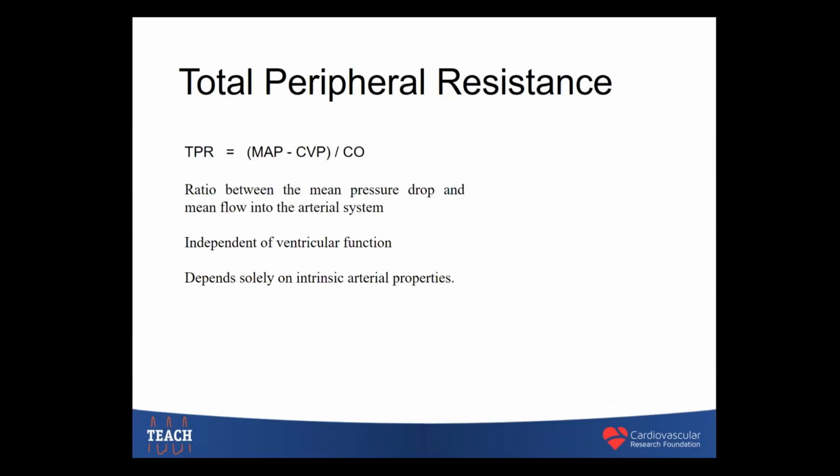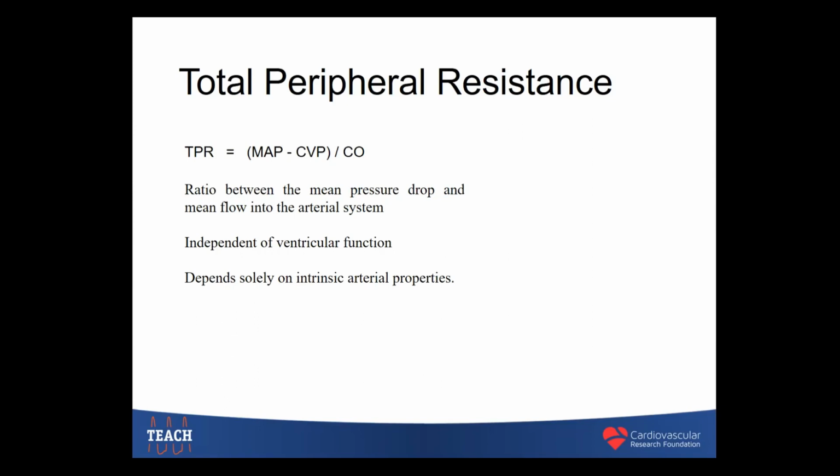So total peripheral resistance I mentioned before, which is basically your mean arterial pressure minus your CVP or right atrial pressure divided by your cardiac output. And basically it's the ratio between your mean pressure drop and mean flow in the arterial system. So what you're saying is how much pressure is there across the system, and you divide it by cardiac output because you want to say relative to flow. You want to take flow out of the equation because you don't want it to be dependent on ventricular function. You just want to know about the arterial properties.